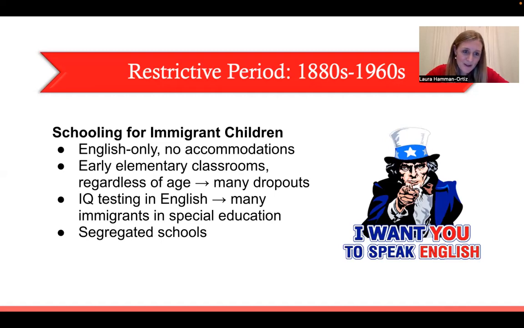And we also saw at this time IQ testing began to become more widespread. And of course, the IQ testing was done in English. So many immigrants were put into special education classes who did not need special education courses because they were being tested in a language that they didn't yet speak. And we also saw the emergence of segregated schools, schools for immigrants, trying to keep immigrant children away from mainstream classrooms.